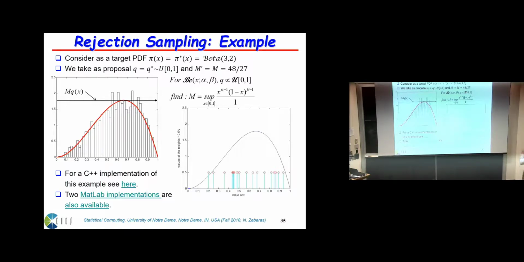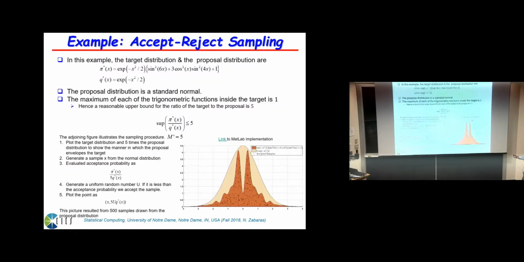Okay? And if you want to see the Monte Carlo approximation of the beta distribution, these are your delta functions that we were discussing in an earlier lecture.